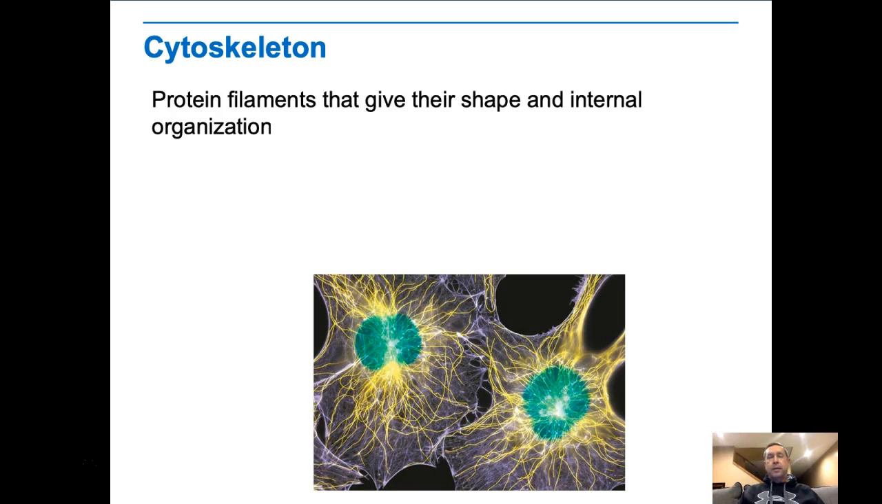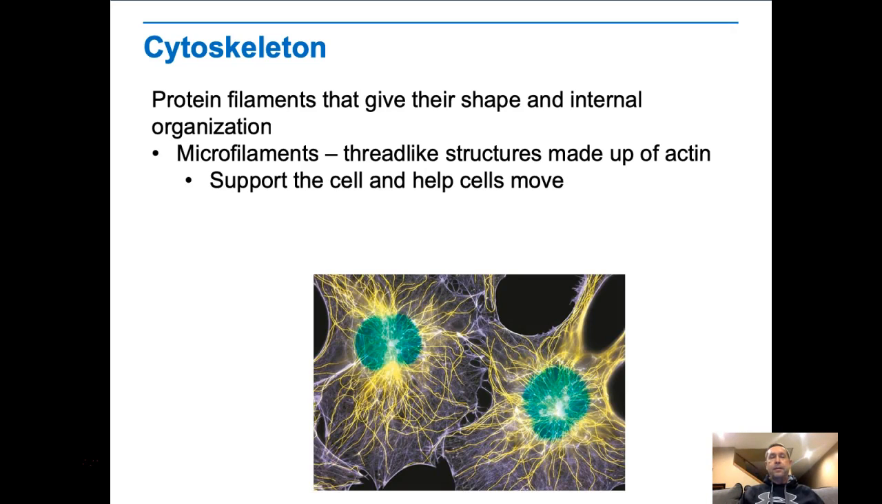The cytoskeleton is like the framework for a cell. It's made up of various protein filaments that give cells their shape and some internal organization and help with transportation through the cell. There are different kinds of protein filaments. Microfilaments are one type. They're made up of a protein called actin. They help support the cell and they help the cell move.